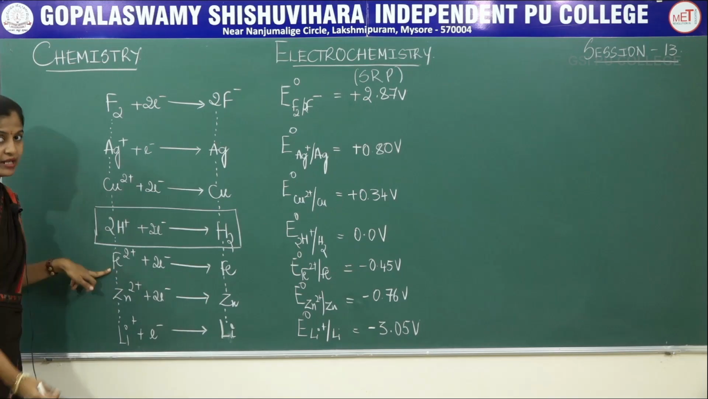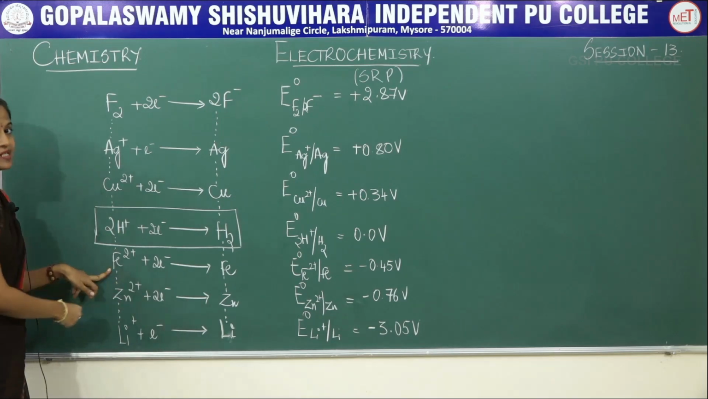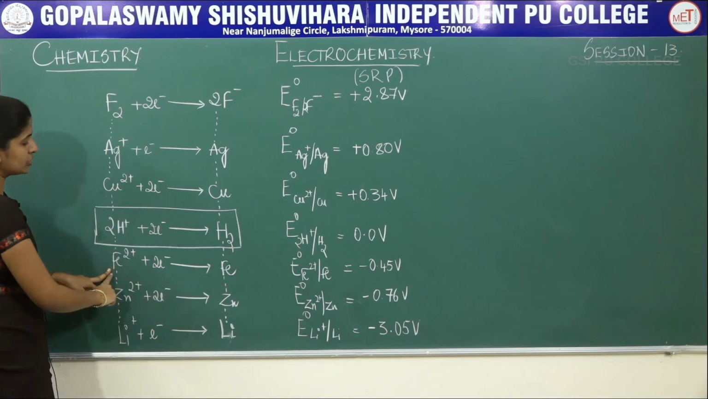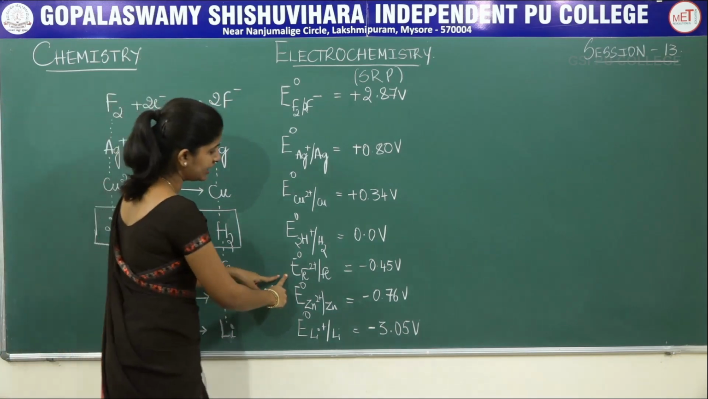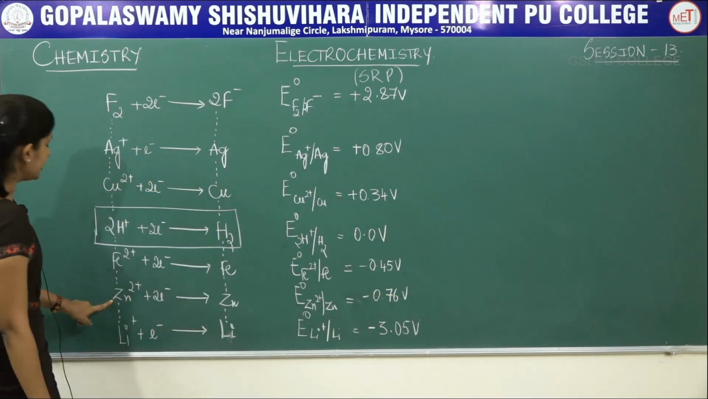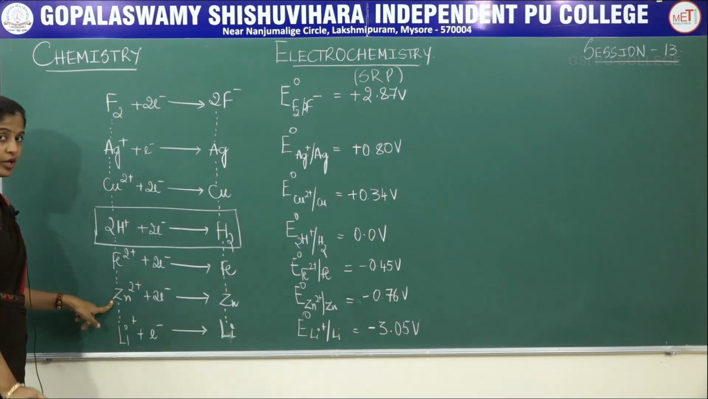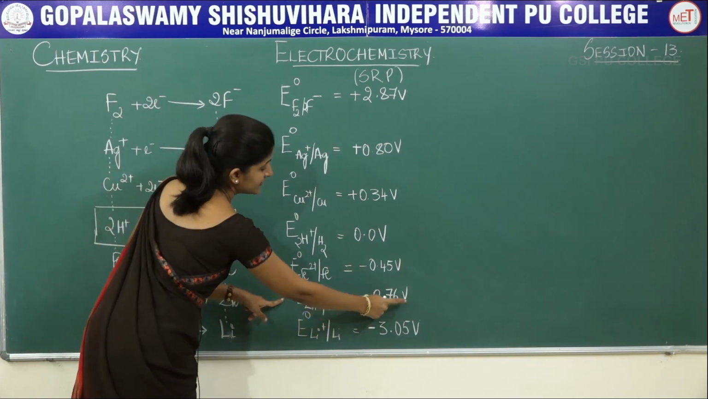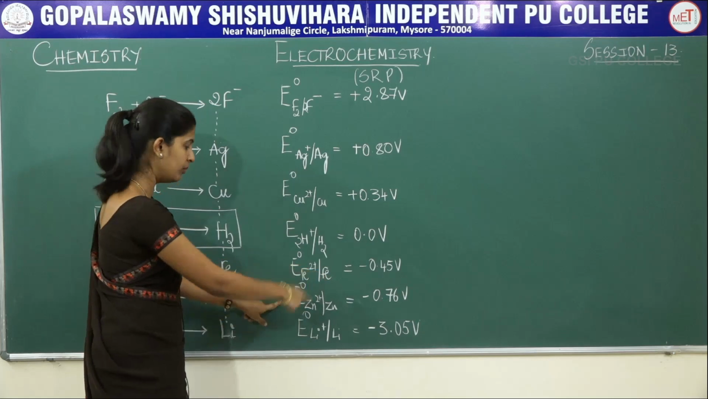Then coming to your iron, iron is also very important since we will be studying about rusting of iron in your coming sessions. Iron is also important. The reduction potential of iron is minus 0.45 volts. Then coming to your zinc, again zinc is also one of the electrodes in your Daniel cell. The reduction potential of zinc is minus 0.76 volt. We have calculated in some problem also.